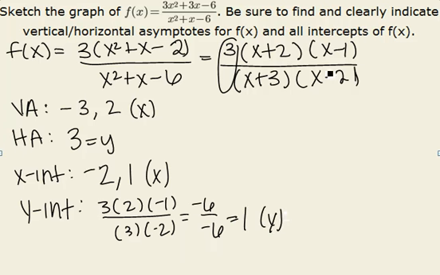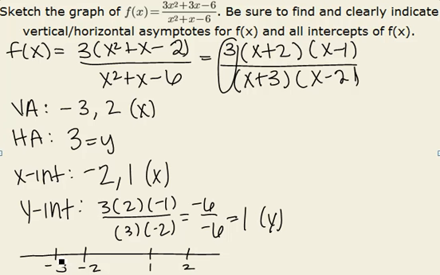And there are no holes because we can't cancel out anything in both the top and the bottom. And we have to see where this is going to be positive and negative. We'll go with negative 3, negative 2, 1, and 2.